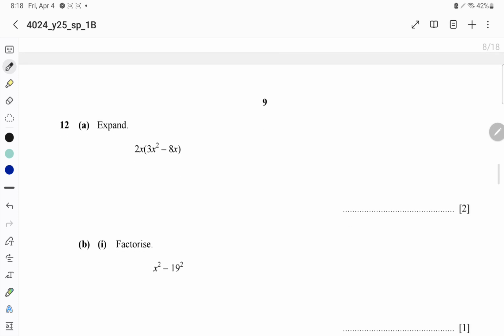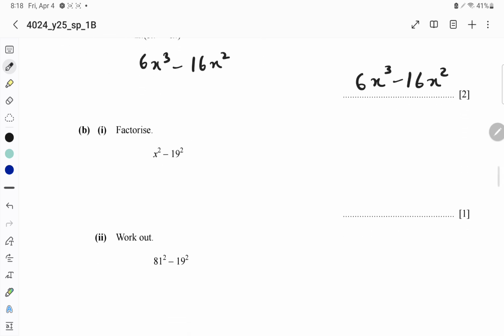Okay. Question number 12. Very easy question. Question number 12, part A, expand. Just simply expand. Okay. So 2 times 3 is 6x cube, and 2 times 8 is 16x square. So 6x cube minus 16x square is the answer for this question.